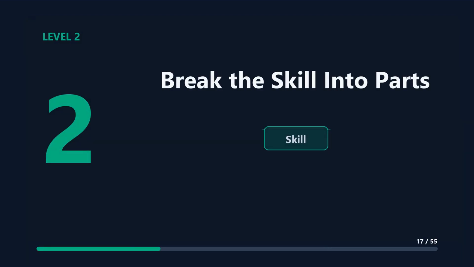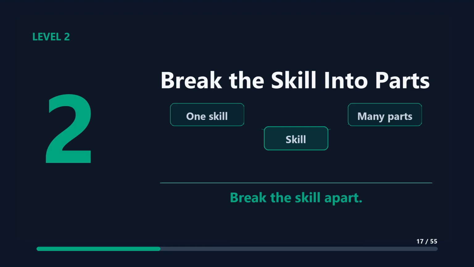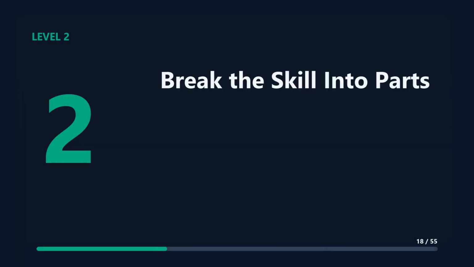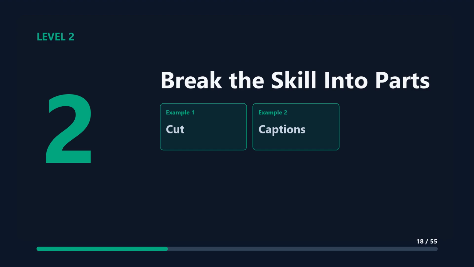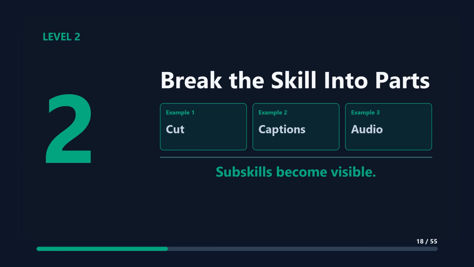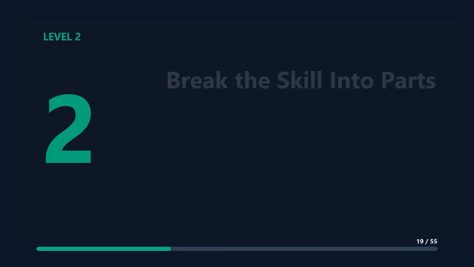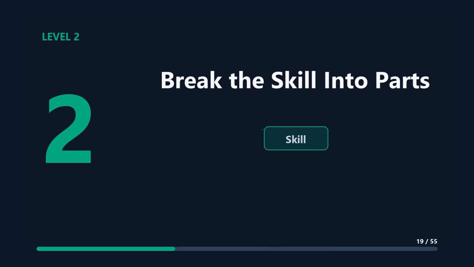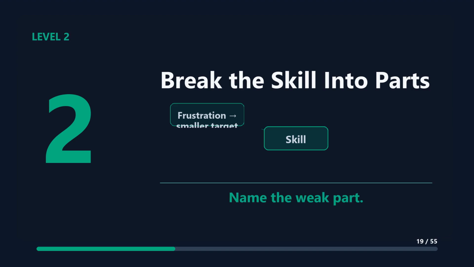Stage 2 is breaking the skill into parts. A skill feels impossible when it is one giant word. It becomes trainable when you split it into smaller abilities. For video editing, Leo's map includes importing footage, cutting silence, arranging clips, adding captions, balancing audio, choosing music, exporting the file, and checking the result on a phone. Once the parts are visible, Leo can stop blaming the whole skill. Maybe editing is not the problem. Maybe audio is the problem. Maybe captions are the problem. A skill map turns frustration into a smaller target.